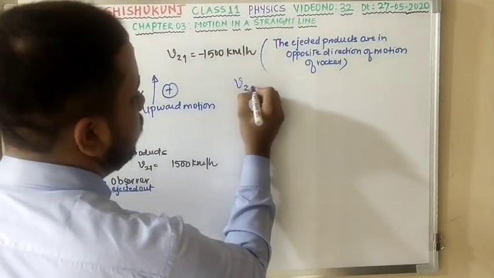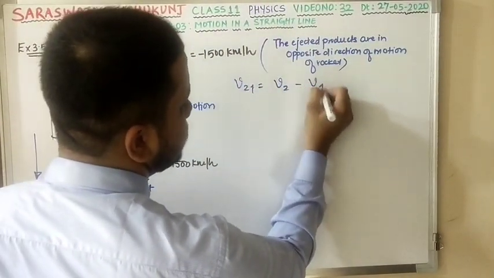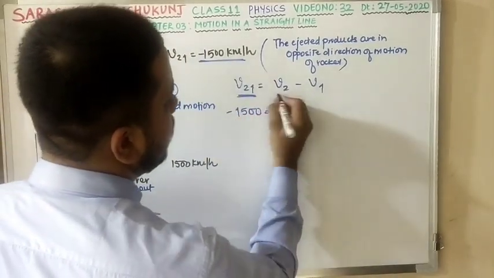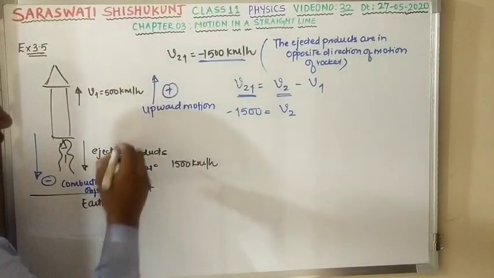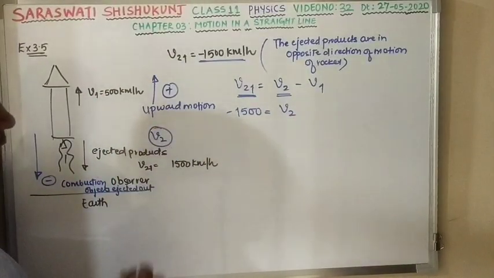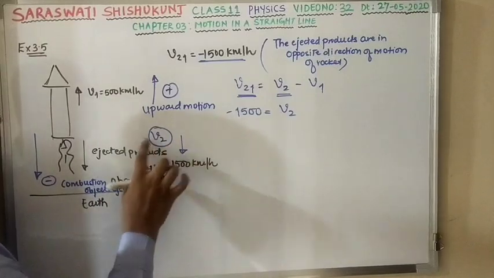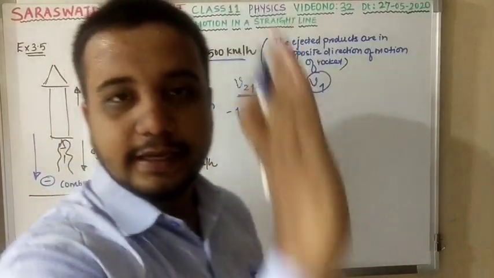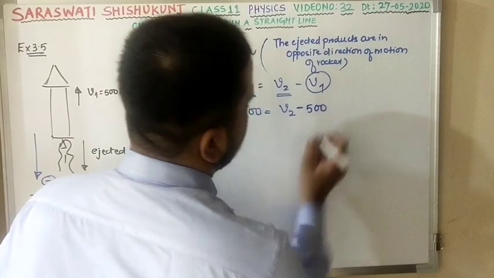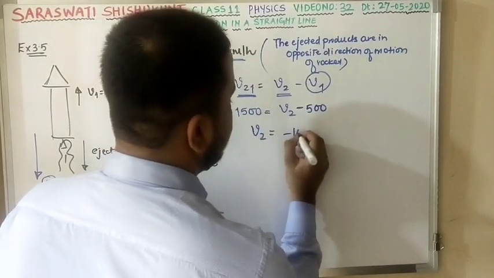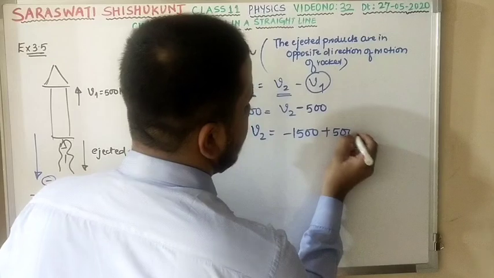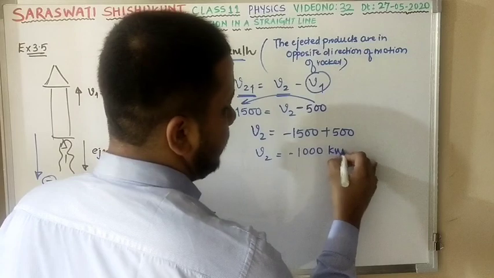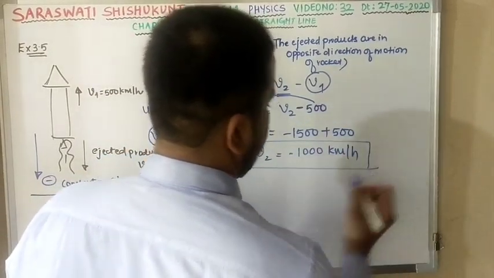So I am going to get V21 equal to V2 minus V1. V21 I already have ready with me, that is minus 1500. What is V2 with us? I don't have it, because I need to determine the velocity of object 2 with respect to the observer, means I need to calculate V2. So V2 minus, what is this V1? Speed of the rocket upwards. That we do have, that is 500. So V2 equals minus 1500 plus 500, because I am sending this over here. So V2 I am going to get minus 1000 kilometers per hour. Till this clear? Hope it is clear.